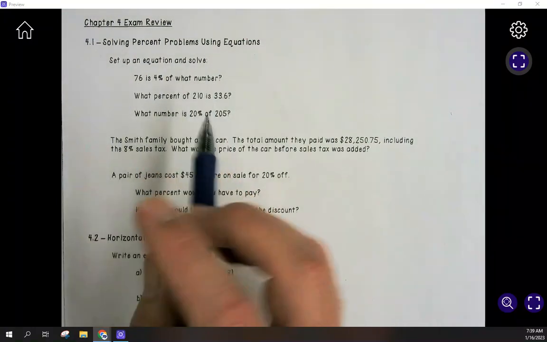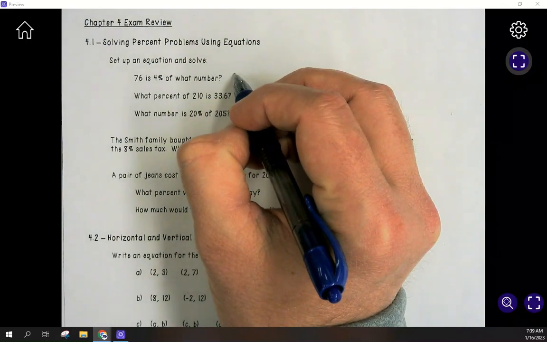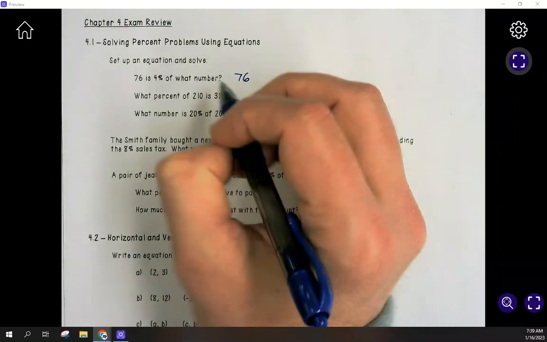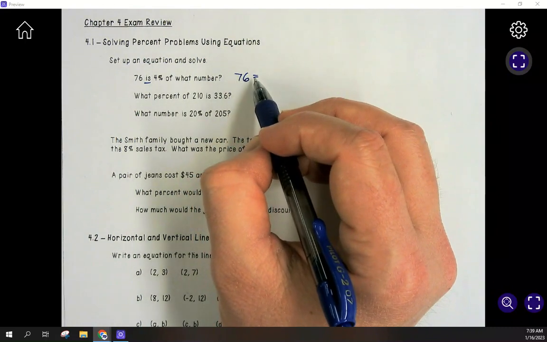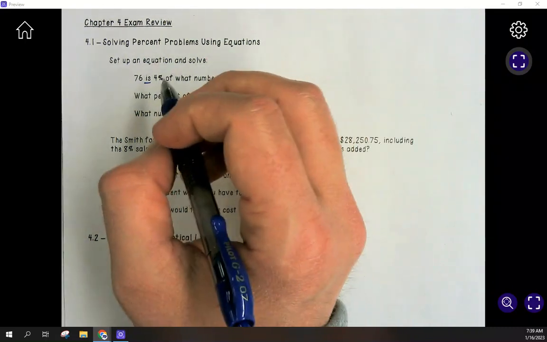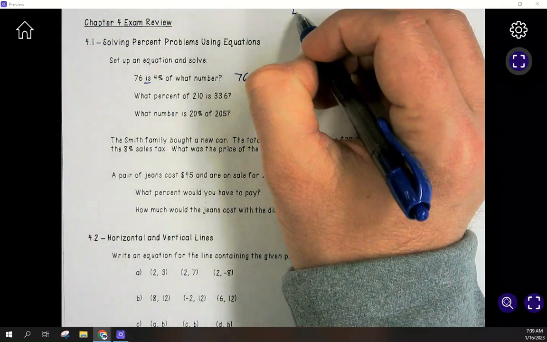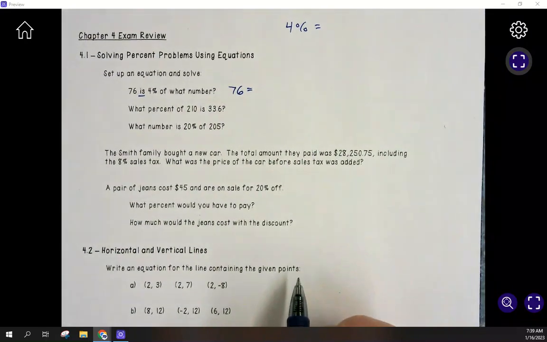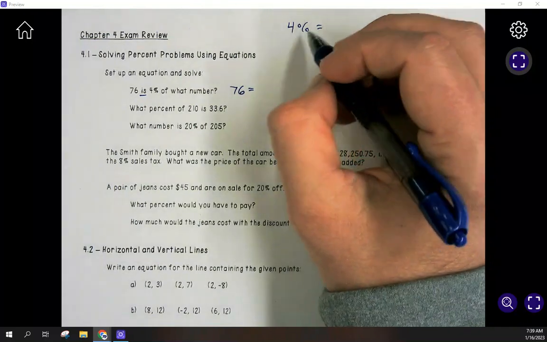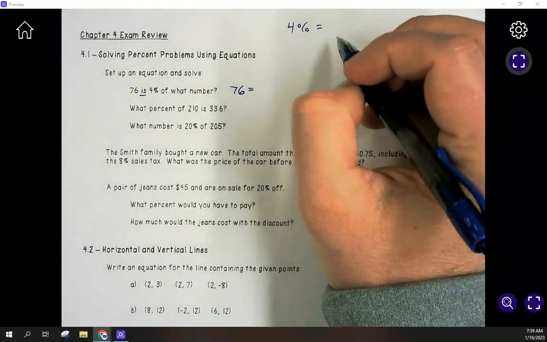So for this one, we're going to write it as we read it. 76 is, we put equals, so 76 equals 4%. Now, 4%, we have to move the decimal. We don't put a 4. And you always move it 2 spots back to the left.